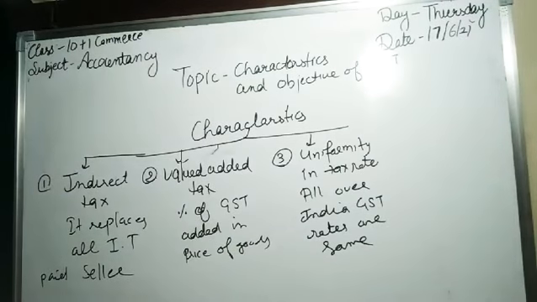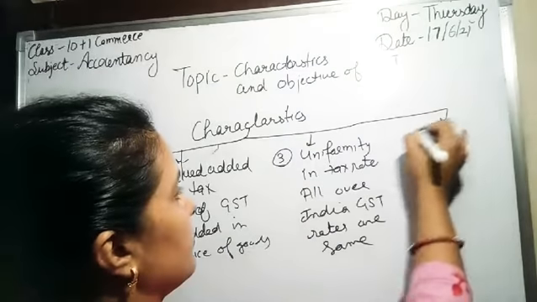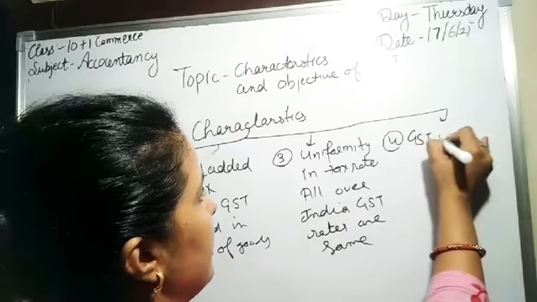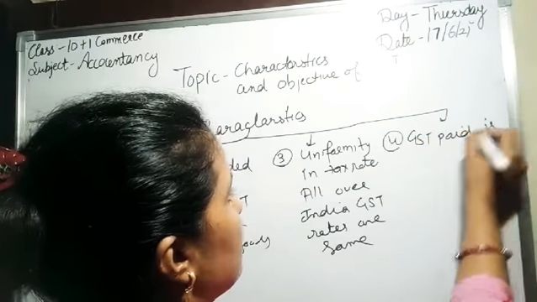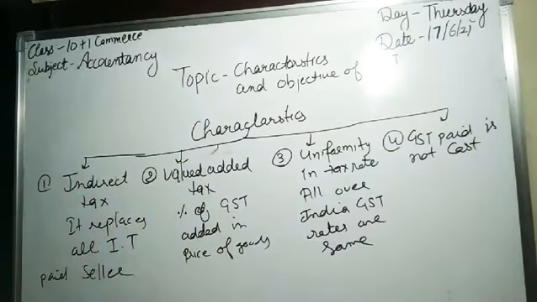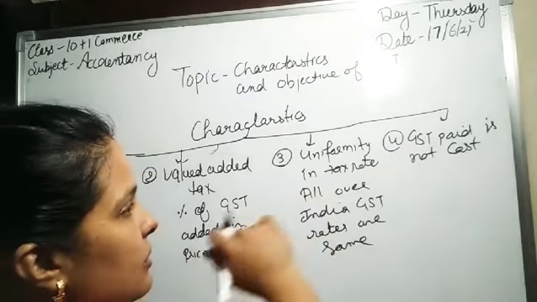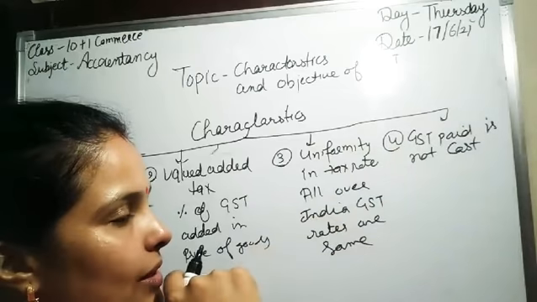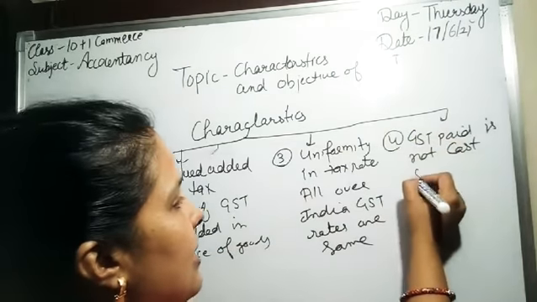The fourth is GST paid is not cost. Why is it not cost? Because GST paid is an asset of the purchaser, as it can be set off against the GST collected on the sale of goods. Let me explain this topic. GST is not a cost to the seller.